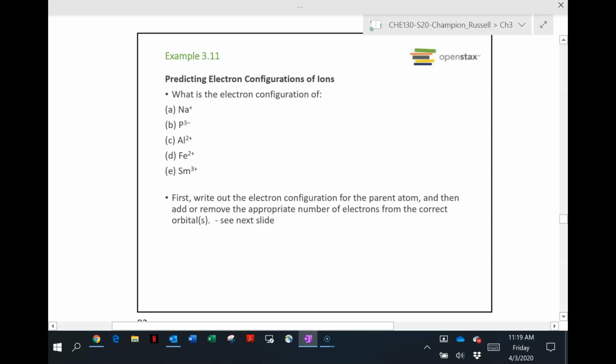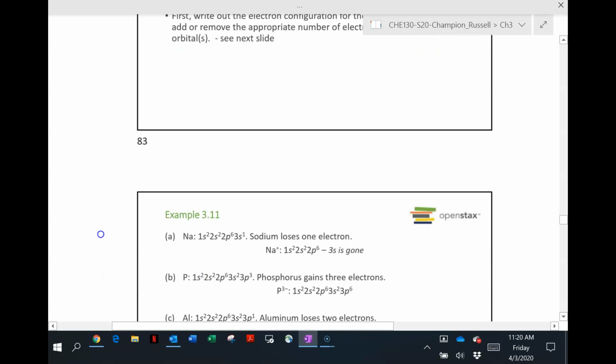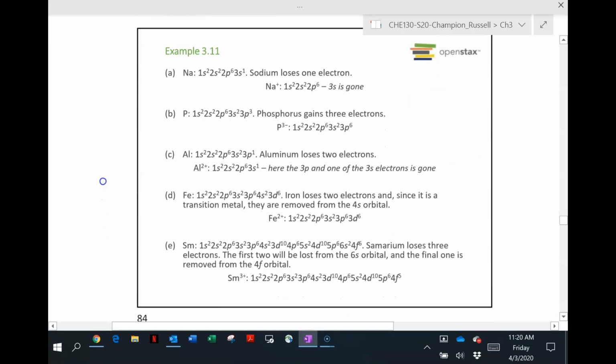So if we're trying to predict the electron configuration of one of these ions, what we're going to do is write out the parent atom and then add or remove the number of electrons that we need. So you might think about what these guys are going to look like and maybe pause the presentation at this point and see if you can answer these questions before we move on to the next slide. So here are the solutions to those.